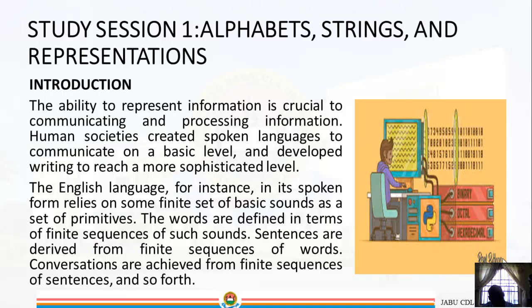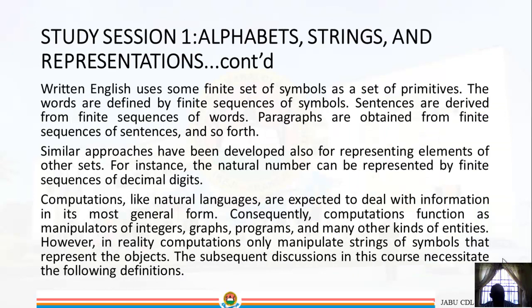Sentences are derived from finite sequences. The written English uses some finite set of symbols as a set of primitives. The words are defined by finite sequences of symbols. Sentences are derived from finite sequences of words. Paragraphs are obtained from finite sequences of sentences, and so forth. Similar approaches have been developed also for representing elements of other sets.